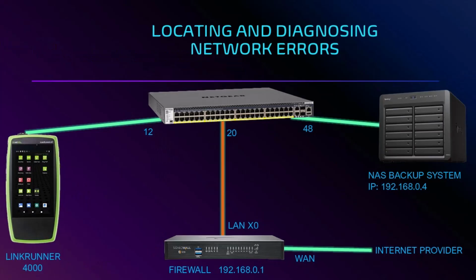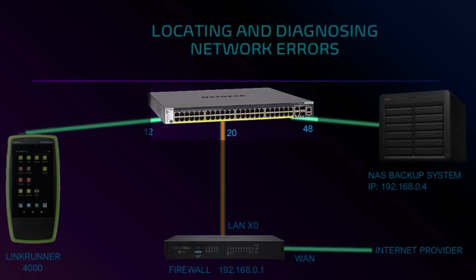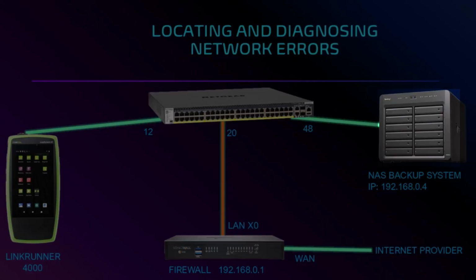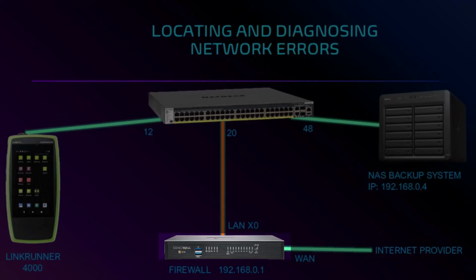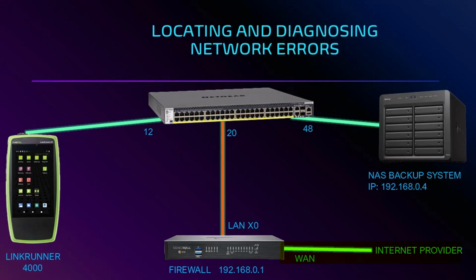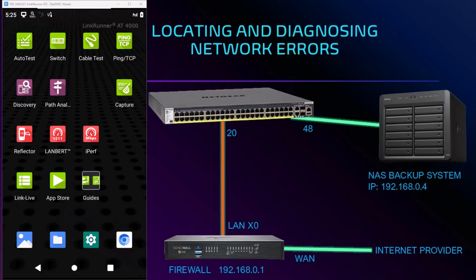In this scenario, we have a business site that was having internet speed fluctuations and their backup system was failing to complete. The network environment has a gigabit switch, a network attached backup system, and a firewall. The WAN port on the firewall is connected to the ISP router. The firewall LAN port X0 is connected to port 20 on the switch. The network attached backup system is connected to port 48, and the LinkRunner AT4000 is connected to port 12 on the switch. We will first start by mapping out the network environment by performing a network discovery.